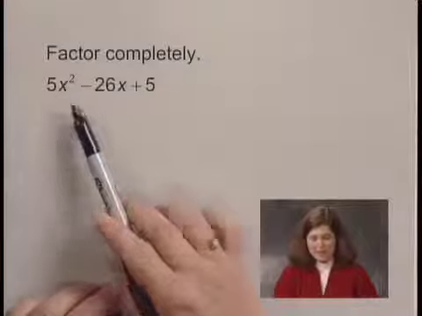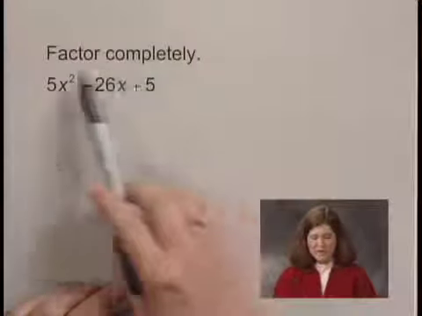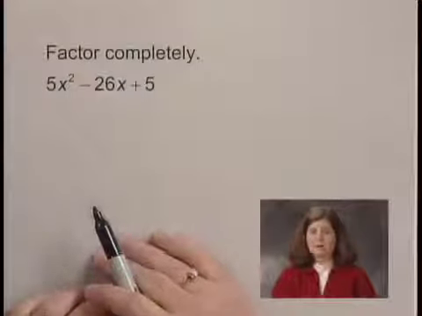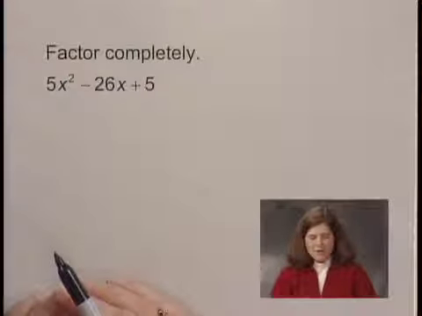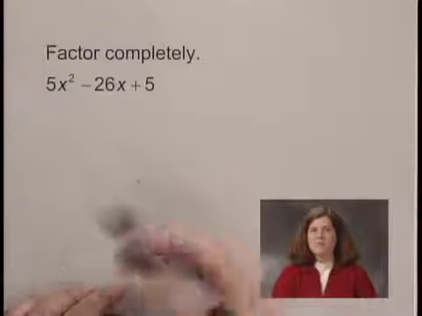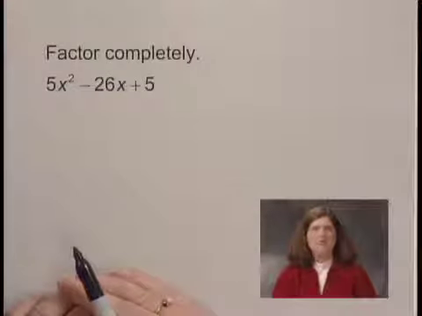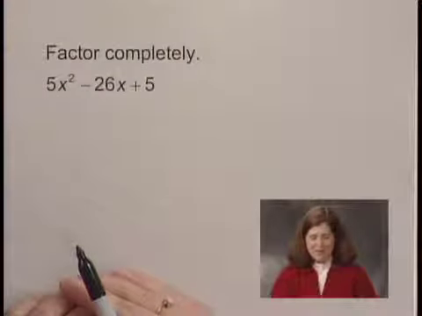And we can check to see if we have a trinomial square. Since we don't have any terms that are perfect squares, we do not have a trinomial square. So we need to factor, and we can factor using the FOIL method in reverse, or we can factor using the AC method. And this time we'll try to factor using the AC method.